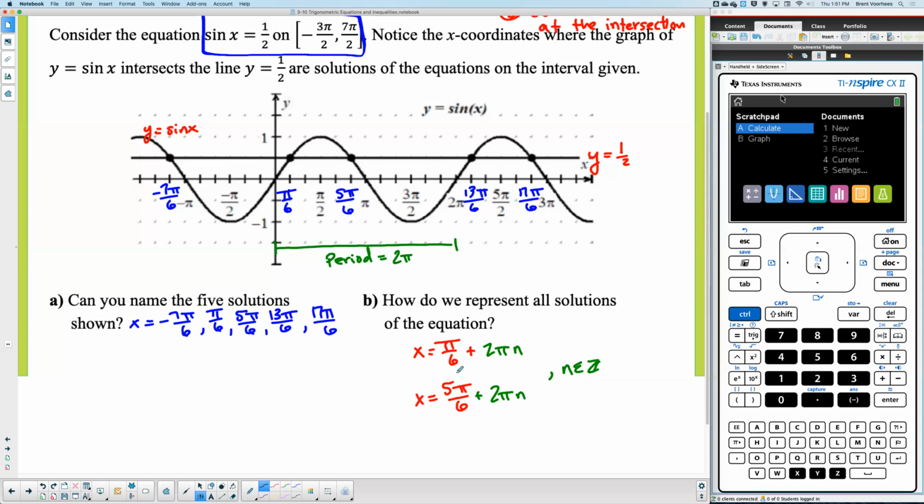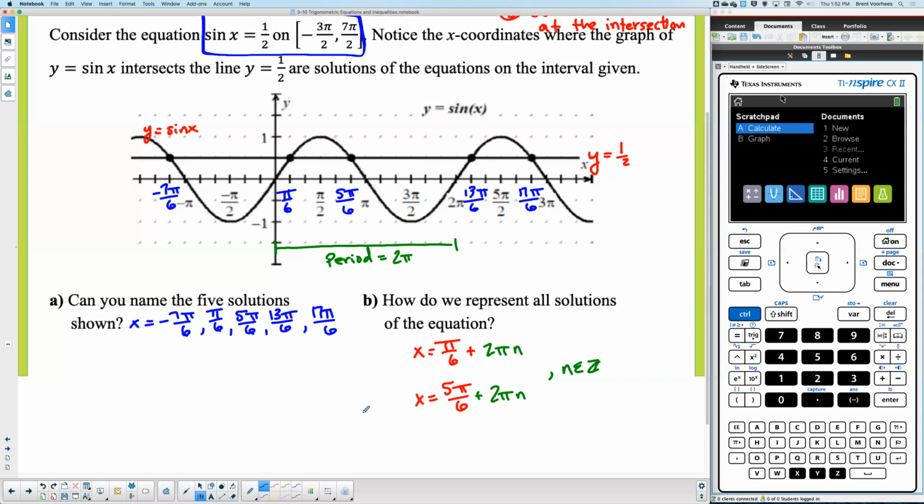Okay, so make sure you know the pieces. Where did the pi over 6 and 5 pi over 6 come from? Why did I only choose those two and no others? I took one cycle's worth of answers. Why the 2 pi here? That's the period. Why n? That means I could do it as many times as I wanted to, as long as I was adding a full 2 pi. I could do it once, twice, 3 times, 4 times, and so on. That's how you write that out.